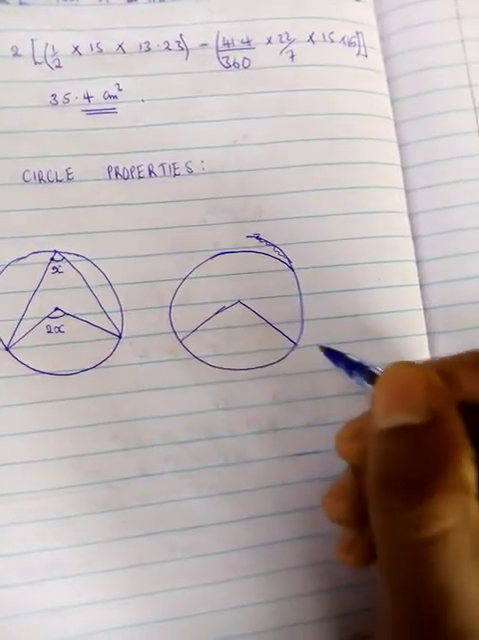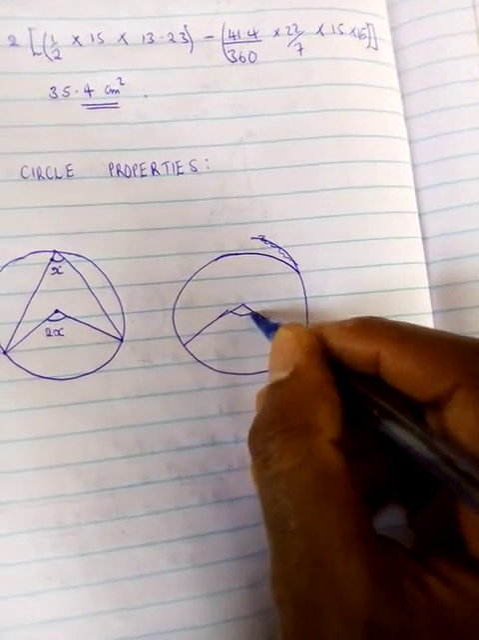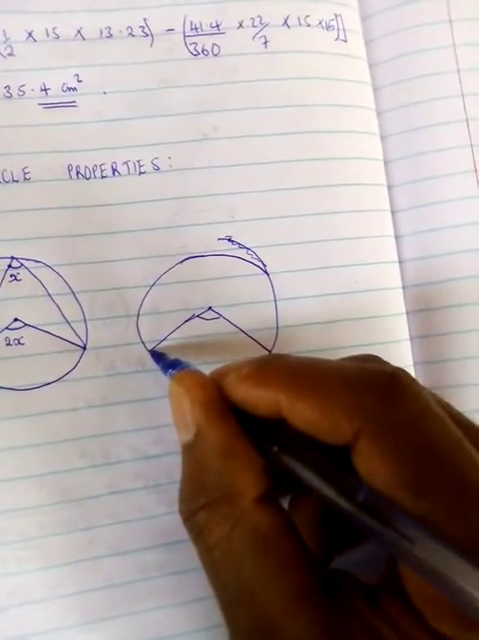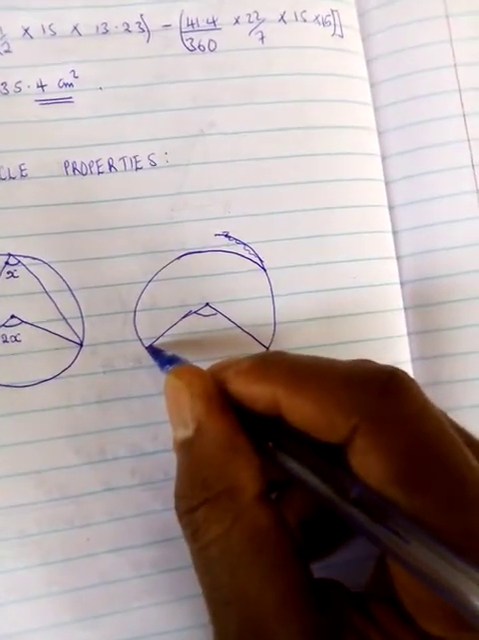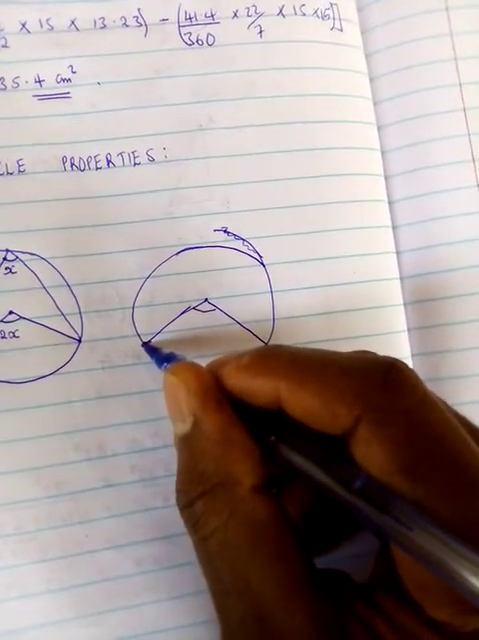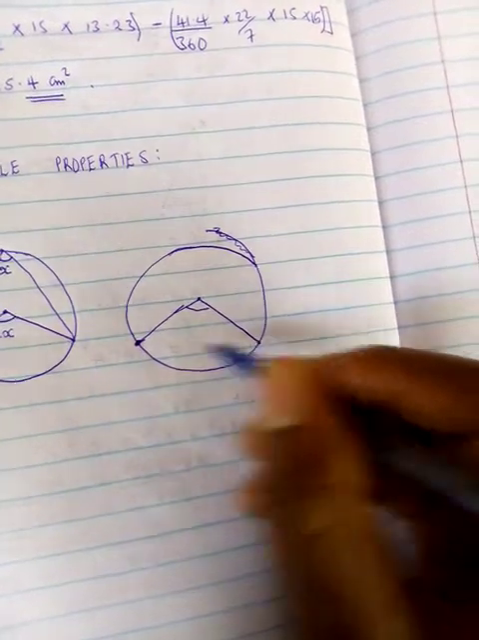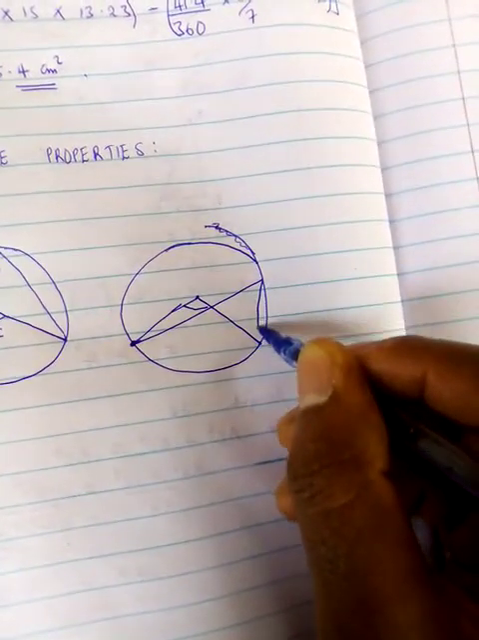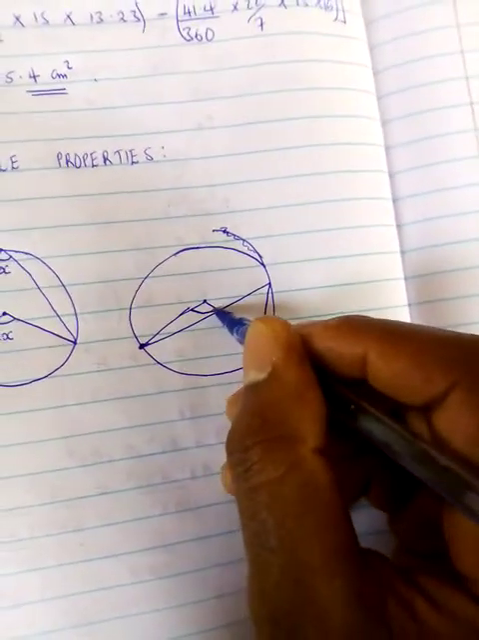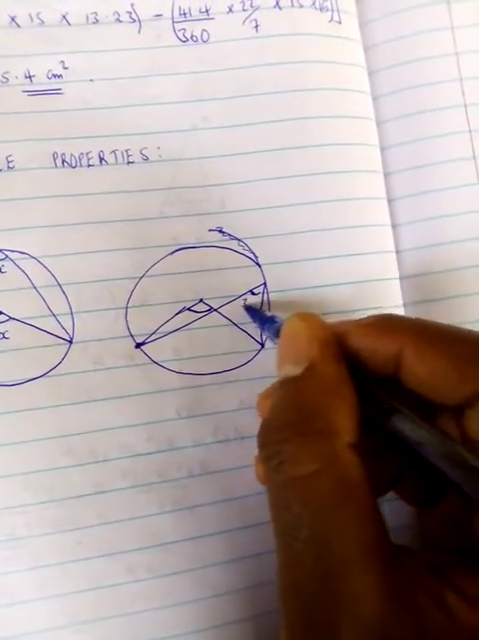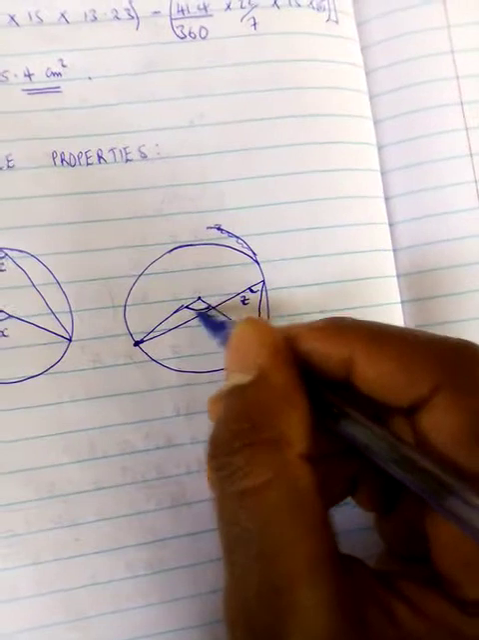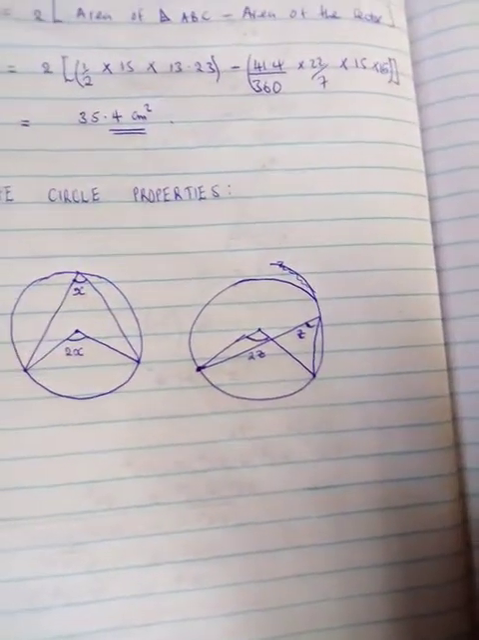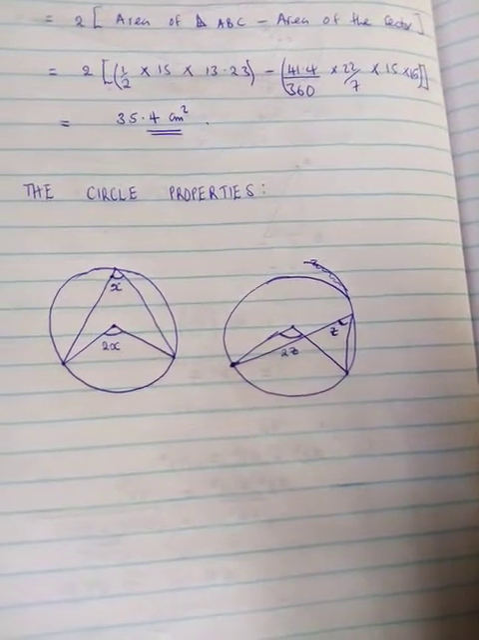If I have that one as the angle subtended at the center, then even though I extend and it does not pass over it, but it moves from the same point of my arc, the angle here, if it is z, then the angle at the center is twice z. That is our first circle property.